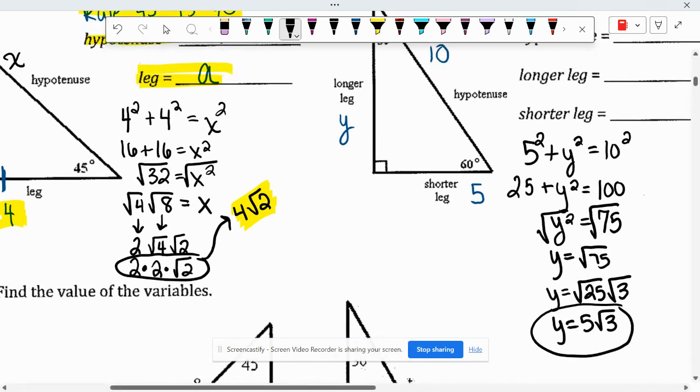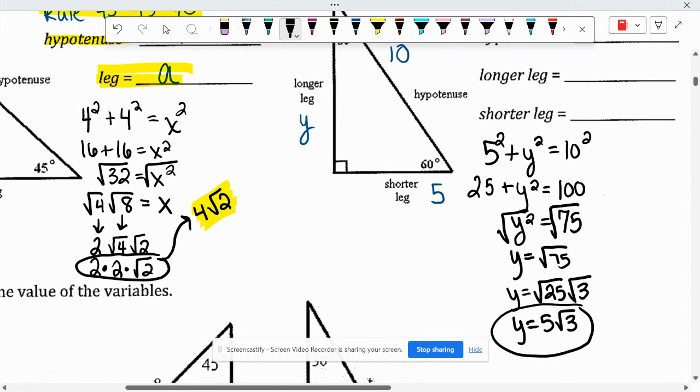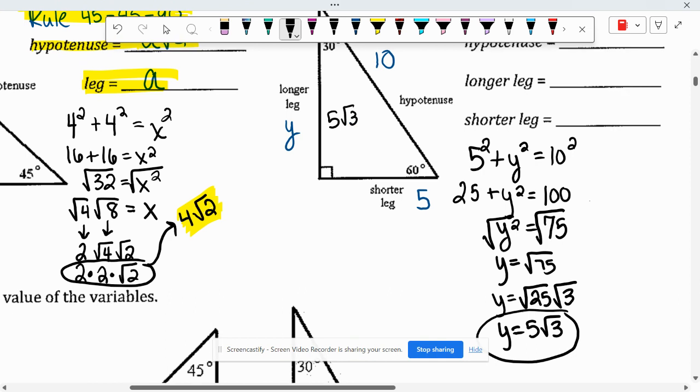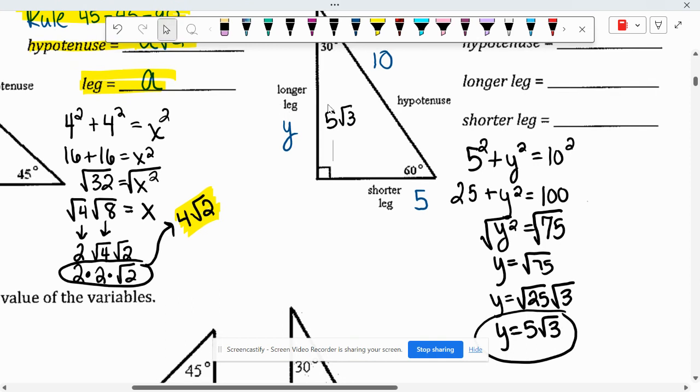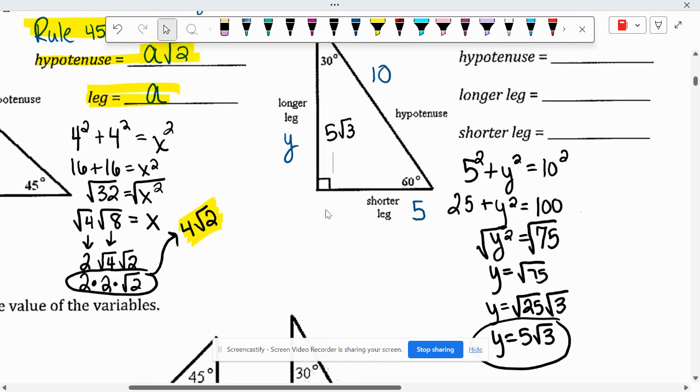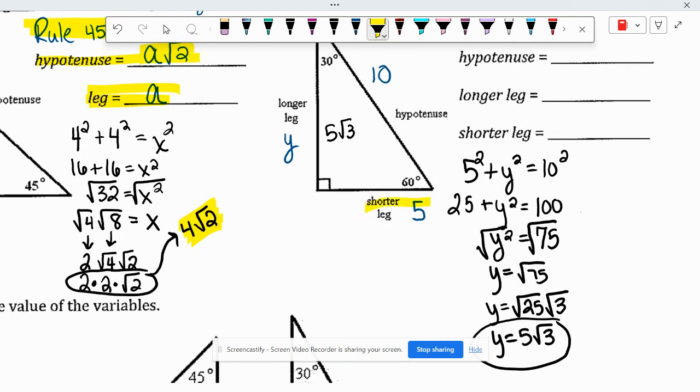So that means that the long leg, that's what we just calculated, is 5 root 3. Do you guys see a pattern between the short leg, the long leg, and the hypotenuse? Do you see a pattern between the short leg, the measure of the long leg, and the hypotenuse? I heard you say yes, Quali. What is it?